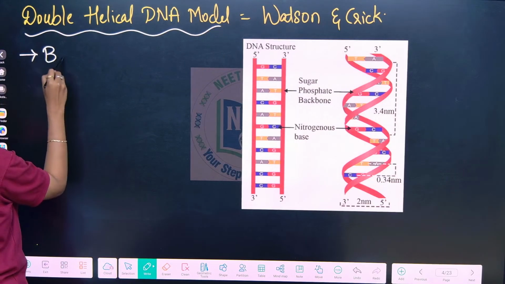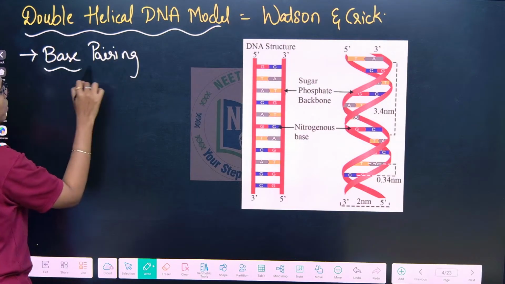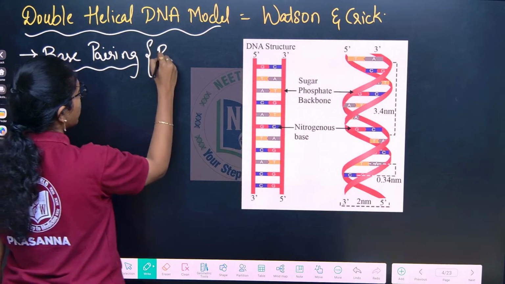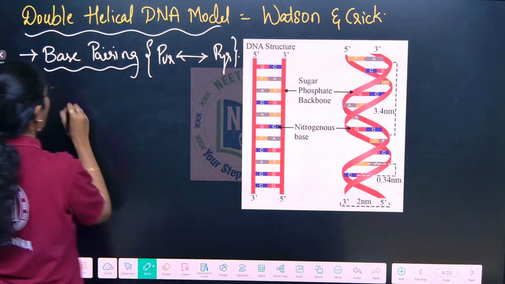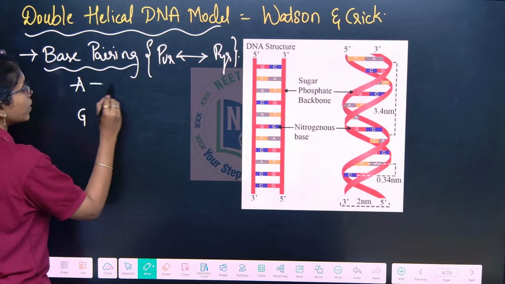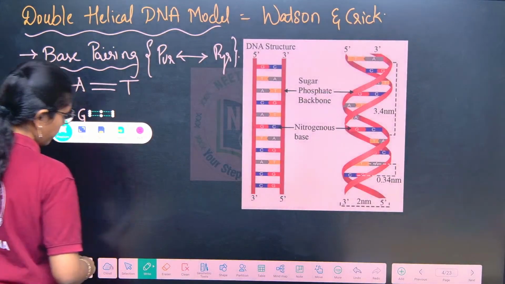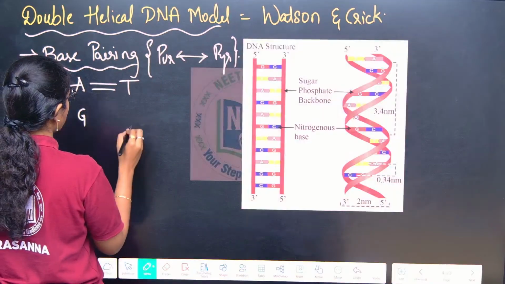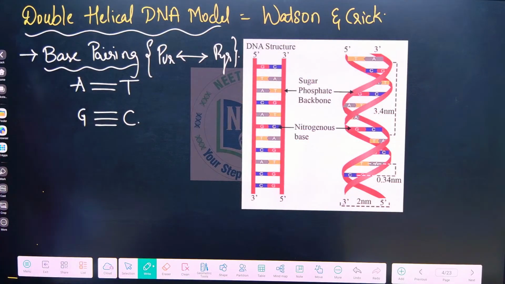Base pairing. Base pairing means what? Nitrogen base pairing. Okay, in between purines and pyrimidines. Okay, adenine and guanine, these two are purines, right? Adenine pairs with thymine by 2 hydrogen bonds. Guanine pairs with cytosine by 3 hydrogen bonds. Fine. This is the first thing.